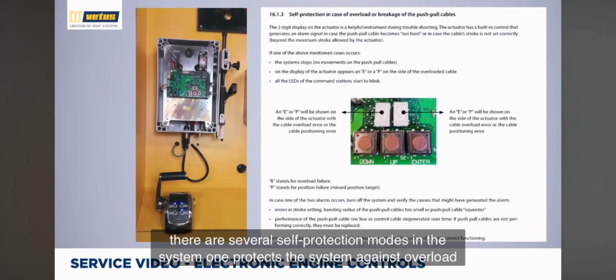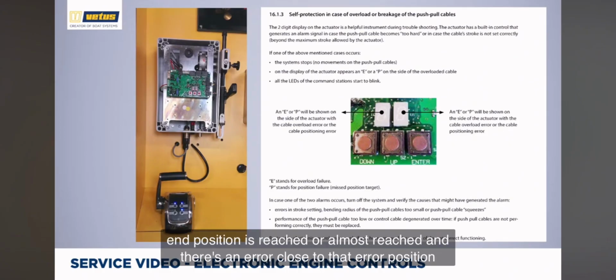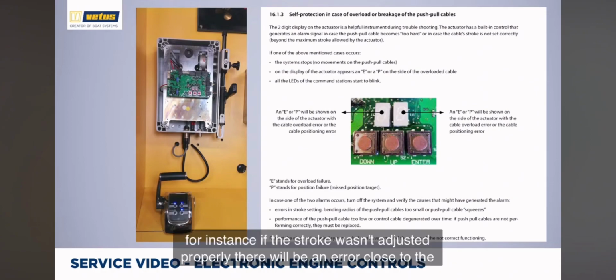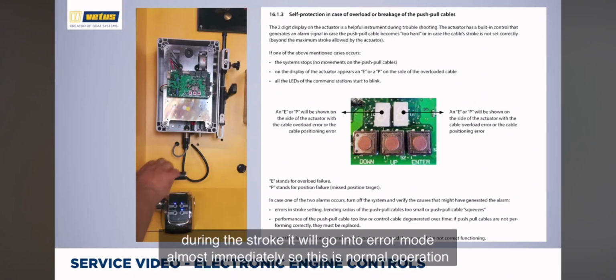There are several self-protection modes in the system. One protects the system against overload if it simply takes too much force to reach an end position. And the second version is where the end position is reached or almost reached, and there's an error close to that end position. For instance, if the stroke wasn't adjusted properly, there will be an error close to the end position, and the system will go into error mode in about 4 minutes. When there's an error during the stroke, it will go into error mode almost immediately.